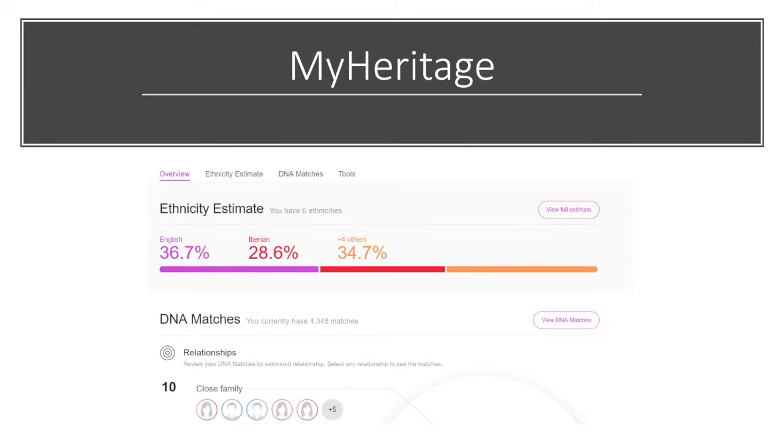You get the ethnicity results, you get the chromosome browser, and they have some great tools as well that they've just introduced that I don't have time to talk about today, but that I would love to. And what else? Yes, they accept free transfers as well. So if you test with Ancestry, you can move it to Family Tree DNA and to MyHeritage for free, but once again, a fee for the full features. But that's the cheapest way of doing it.